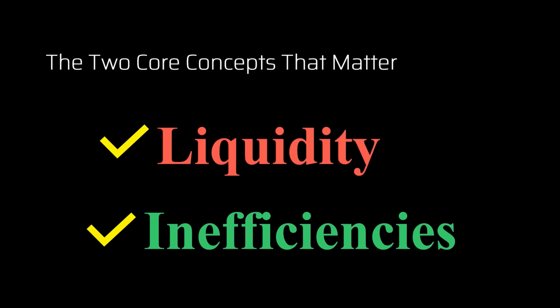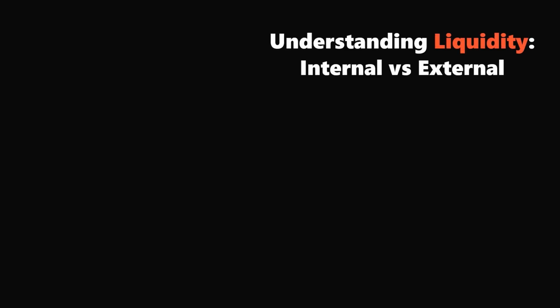For liquidity, think internal range versus external range liquidity. For inefficiency, we're talking about fair value gaps or volume imbalances. These are the only two concepts you really need to understand market context. Once you master these, you'll be able to determine the overall direction of the market, and that's really all it takes to consistently profit. Let's start with liquidity, specifically, the difference between internal range liquidity and external range liquidity.